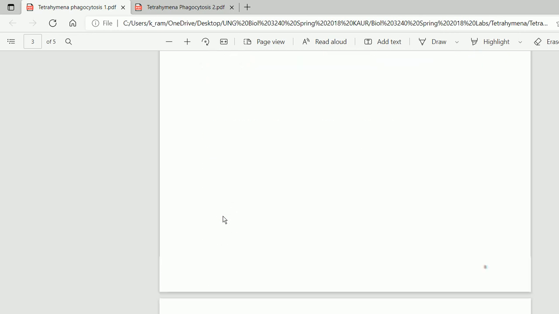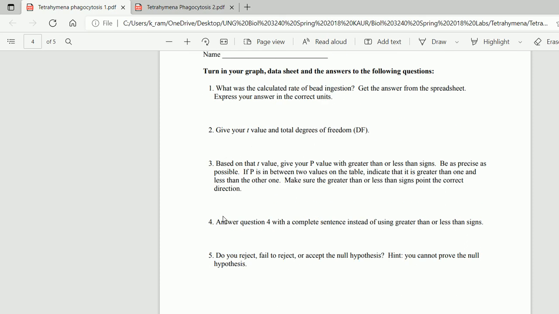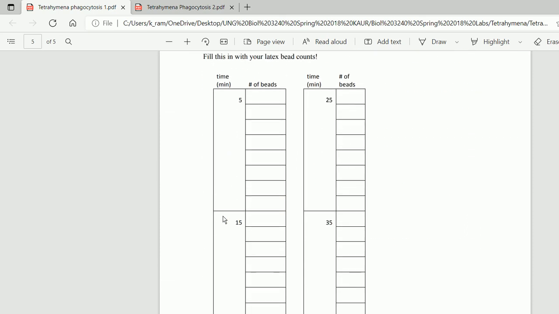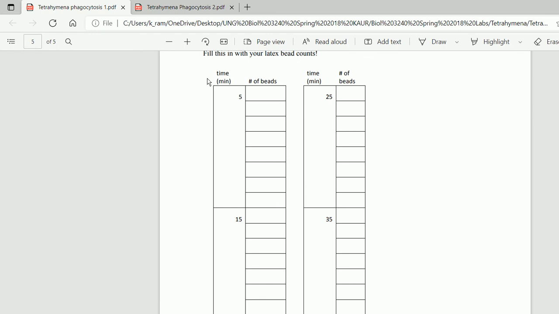If you see here, keep going, here is a table. All your results you have to write down here. You are going to count the stained vacuoles in tetrahymena after 5 minutes, 15 minutes, 25 minutes and 35 minutes. This is the first part of the lab.